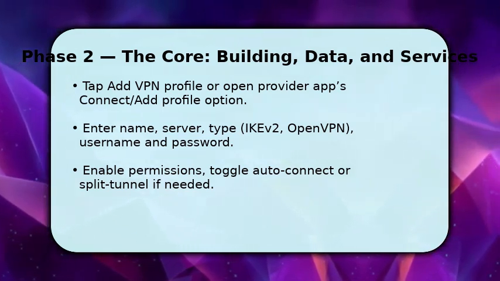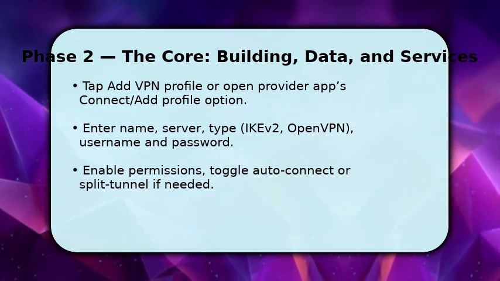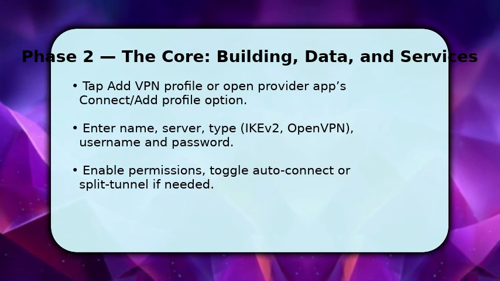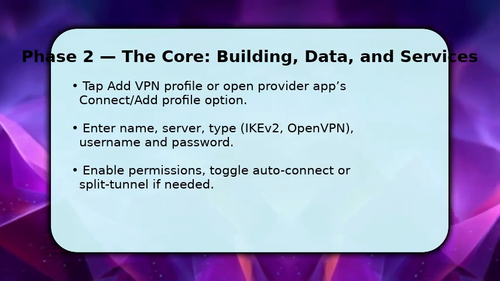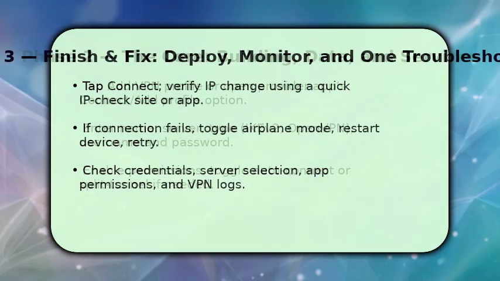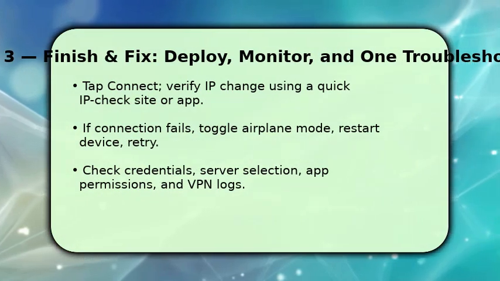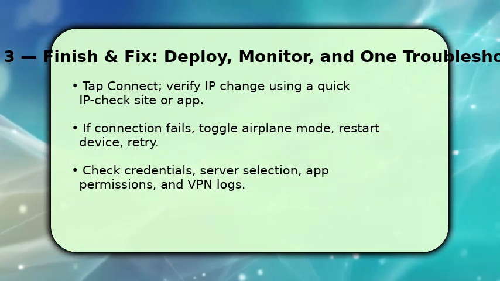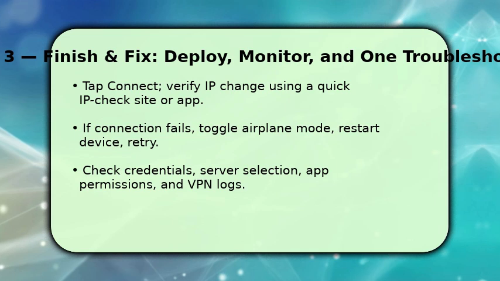Once configured, grant the VPN permission request so Android can route traffic. Also, set auto-connect or split tunnel options, depending on whether you want all apps or only some routed through the VPN. To finish, tap Connect and verify the VPN is active. Check your new IP using an IP check site or the app status screen so you confirm traffic is routed.